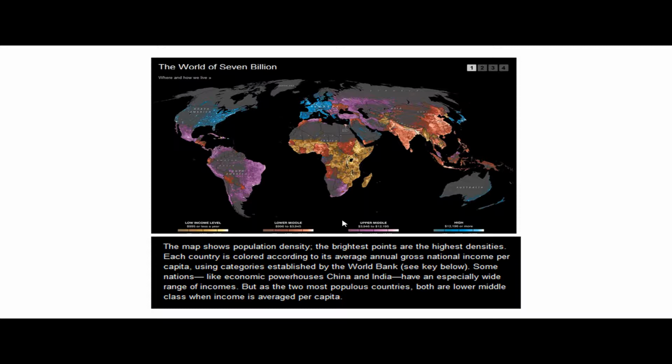This particular map of the world of 7 billion shows another world map using 16 dimensions, showing low income, lower middle income, upper middle income, and high income, where the map shows population density. The brightest points are the highest densities. Each country is colored according to its average annual gross national income per capita using categories established by the World Bank. Some nations, like economic powerhouses China and India, have an especially wide range of incomes, but as the two most populous countries, both are lower middle class when income is averaged per capita.